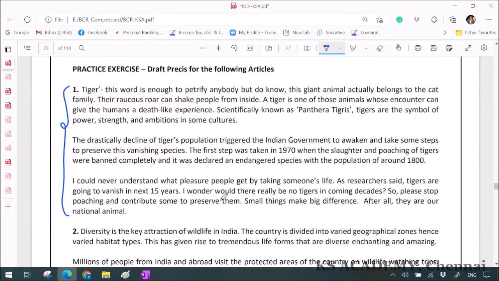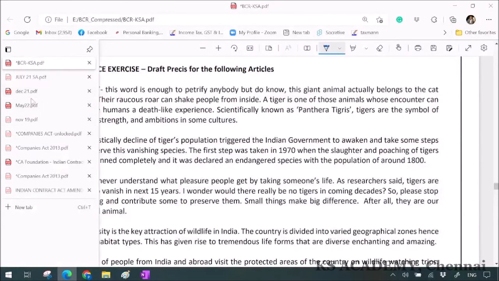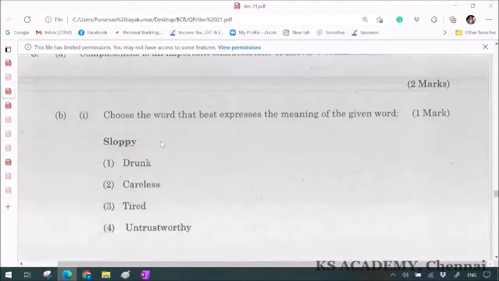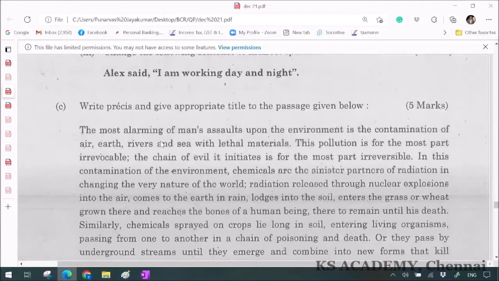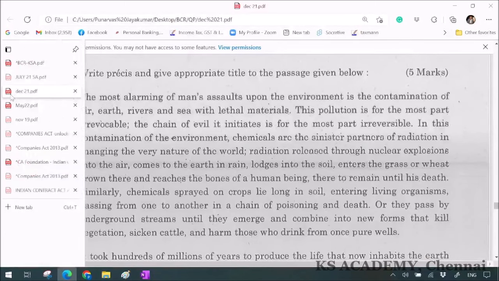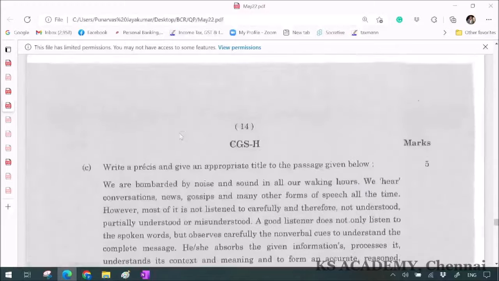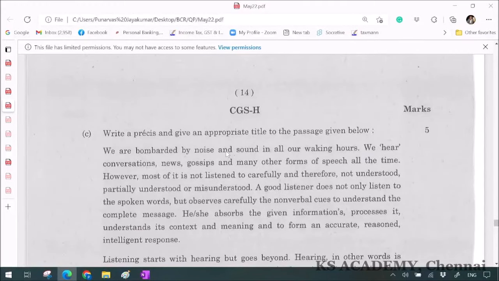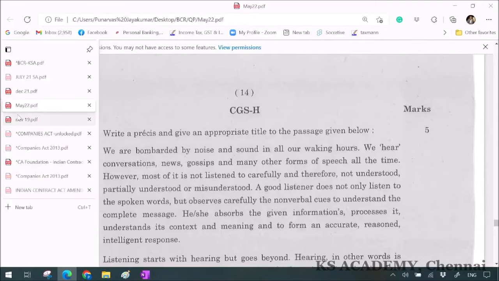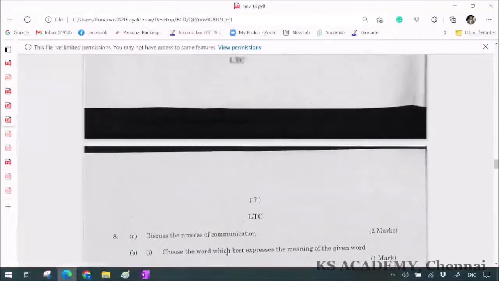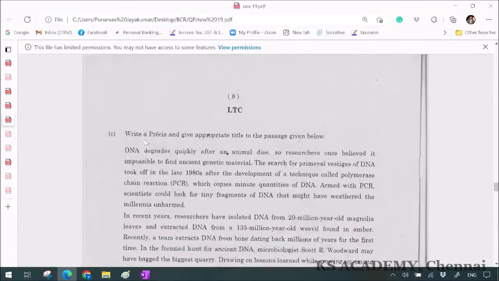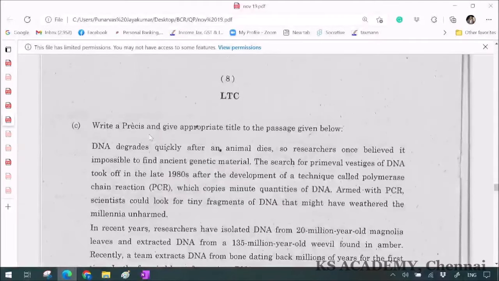It is in full screen, right there in front of you. You can do it. It is a 100% question in the exam. Where it will come, I'll show you. It will come in question number 8C. 8C always. See, this is December 21, your paper. See 8C, a 100% question, undoubtedly. Next, November 19, there also 8C will be there. 8A, 8B, 8C. See, Precis. 8C is fixed, always. Precis writing.